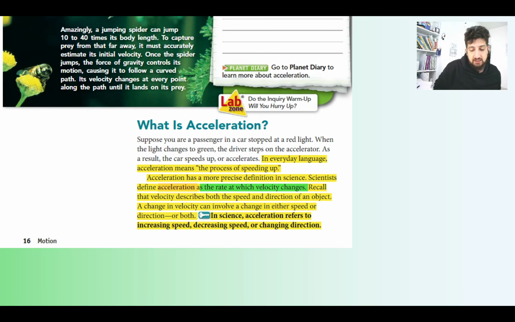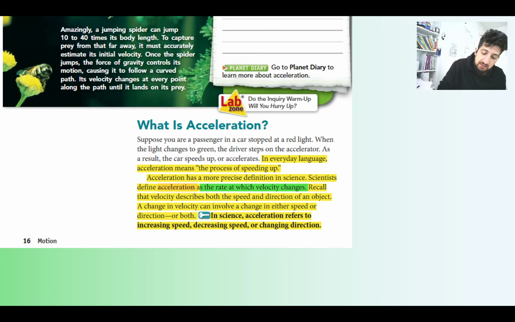What is acceleration? Now we come to the bulk of the matter. Suppose you're a passenger in a car stopped at a red light. When the light changes to green, the driver steps on the accelerator. As a result, the car speeds up or accelerates. In everyday language, acceleration means the process of speeding up. So basically, that's when your speed changes. If you're standing still and then you suddenly start walking, you're accelerating, because you're changing your speed.